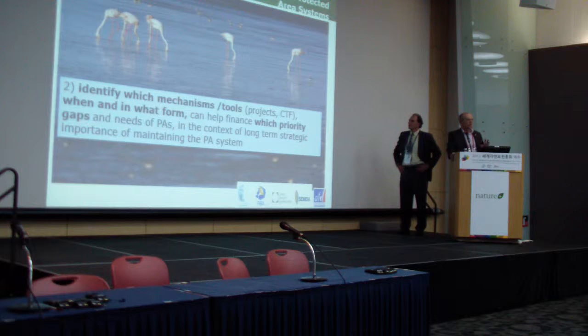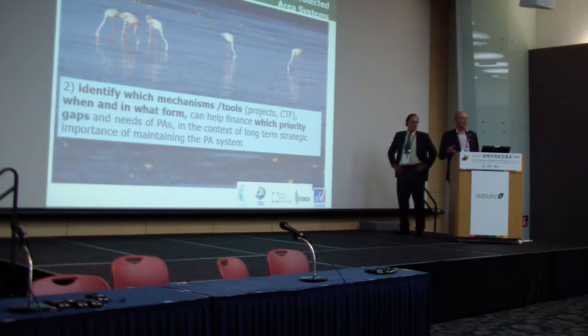Then, when you start to have that level of information, you can start to identify which mechanism or tools, a project, a conservation trust fund, you will try to design and implement to reach the goals. Again, let's be clear, we could add to these questions payment for ecosystem services or carbon finance or any other tools. We decided for the moment to put the question about these two very specific mechanisms.